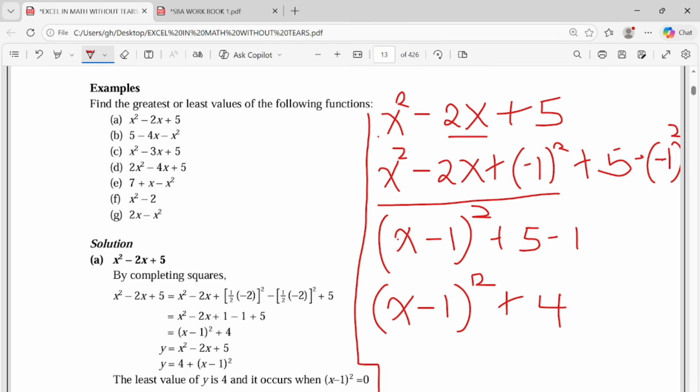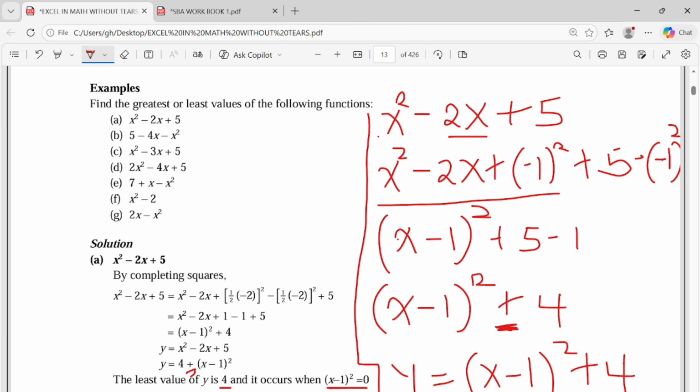But now our question remains: are we getting the greatest or the least value? We are getting the least value. Why do you get the least value? Because of this plus. Whenever you get a plus here, that's a least value. Let us arrange this: let this be y, which is x minus 1 squared plus 4. So the least value here is 4. The least value of y is 4, and it occurs when x minus 1 squared is equal to 0.